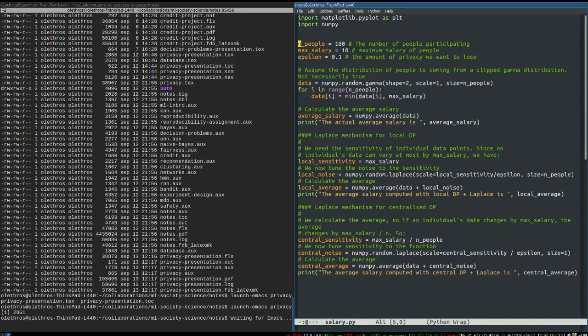So let's look at this example. Is it visible to everybody, or should I make it bigger? It's good. Okay. So let's say we want to calculate the average salary. We need to have some maximum salary.